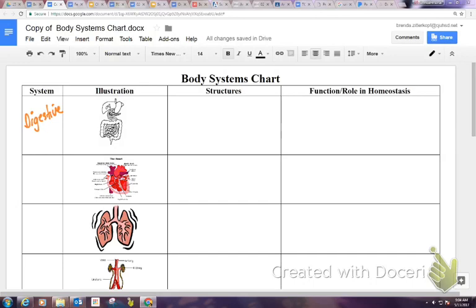And so I took the names of the systems off the chart so that you would have to think a little bit about identifying what system was being referred to by the illustration. So the first one's pretty obvious, the digestive system, because that's what we've been just studying. We just quizzed on Friday.